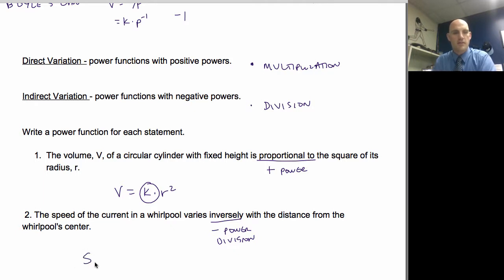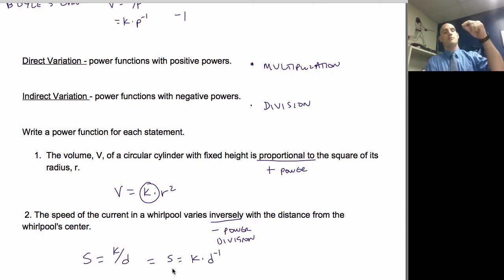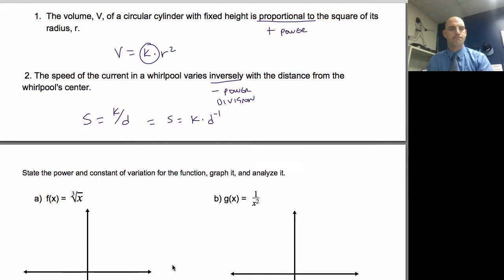And the speed in a whirlpool varies inversely with the distance from the whirlpool center. So that tells me that I have d to a negative power, so speed equals k times d to the minus 1. Inverse proportionality, okay? So an inverse relationship implies that there is a negative power on my distance, okay?